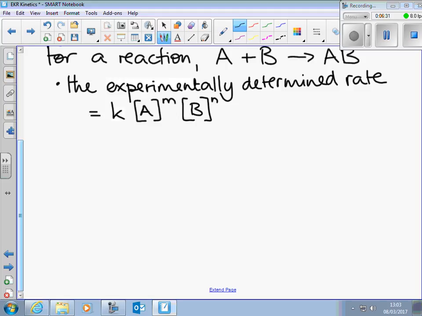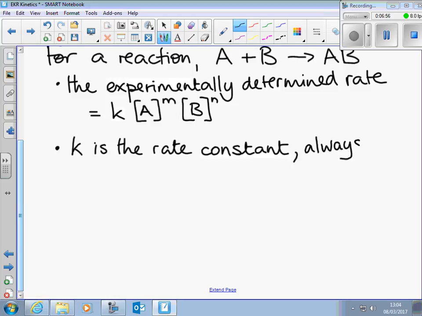So what we've got there is, let's identify these bits then. Let's identify k first. So k is the rate constant. Okay, so always the same. So at least it does have that constancy, for a given reaction at a given temperature.